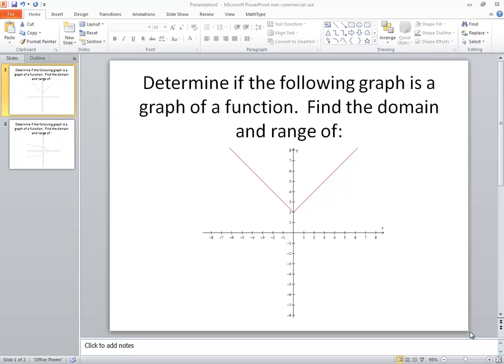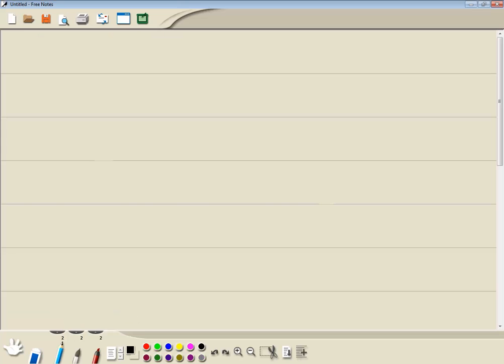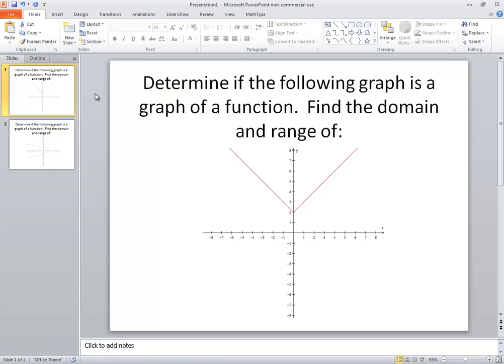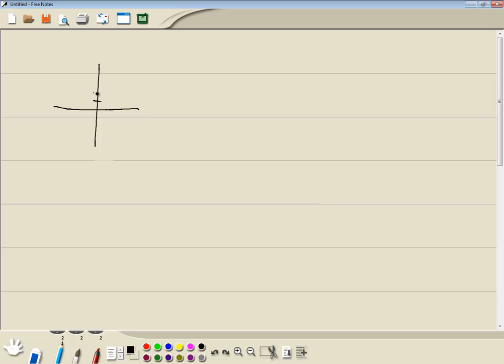Take a look at these two examples. We want to determine whether the following graph is a graph of a function and then find its domain and range. I'll sketch it over here on my tablet for the first part. And the graph looks like this.